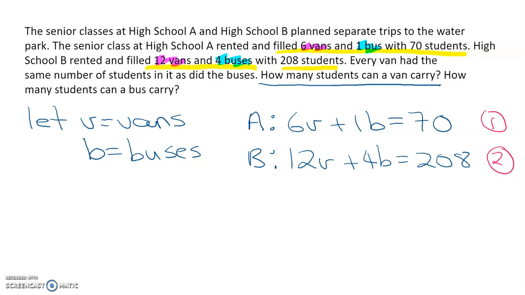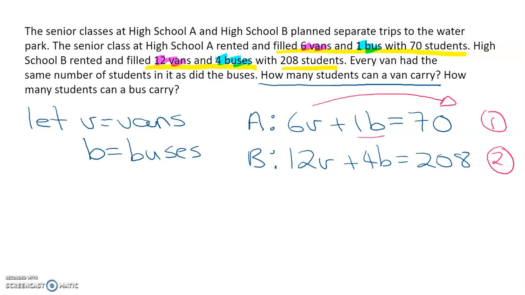Now with systems, we can solve algebraically using substitution or elimination. We have a B value by itself here, so you could use substitution by moving the 6v to the other side and having b equals 70 minus 6v. The numbers are still quite large though, so I'm going to use elimination.